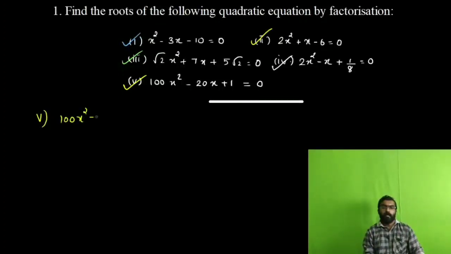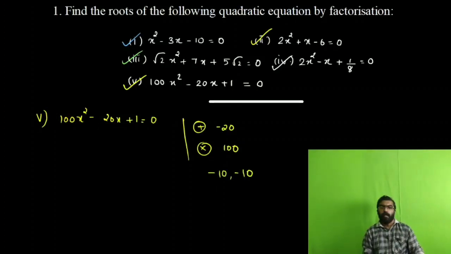100x square minus 20x plus 1 is equal to 0. Here the sum is minus 20 and the product is 100 into 1, that is 100. So we can find the numbers as minus 10 and minus 10. Minus 10 plus minus 10 gives minus 20, and minus 10 into minus 10 gives plus 100. So the remaining part you can do, so do it as homework.